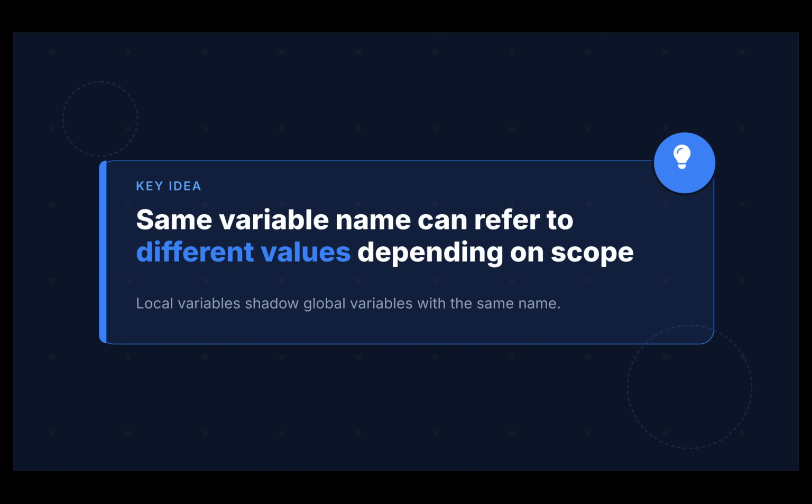This is to reinforce the idea of shadowing. A local variable can temporarily shadow a global variable with the same name inside the function. That does not mean the global variable has changed. It only means the local name takes priority while the function is running.